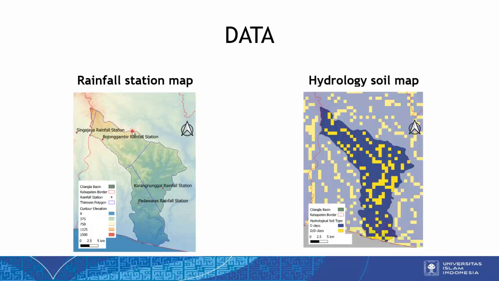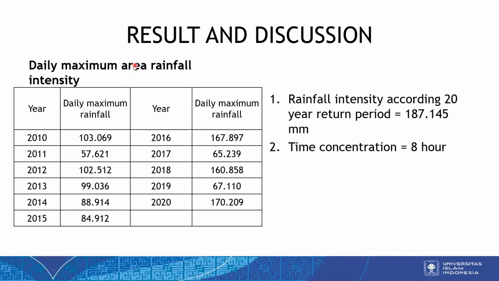This one, the map of the rainfall stations that was used for this investigation. While on the right side, this is the hydrology soil map. There were two kinds of soil, the D class and the C class. For the daily maximum area rainfall intensity, from several rainfall intensities, we calculate area rainfall intensity that represents the rainfall intensity in the whole of Cilangla Basin.